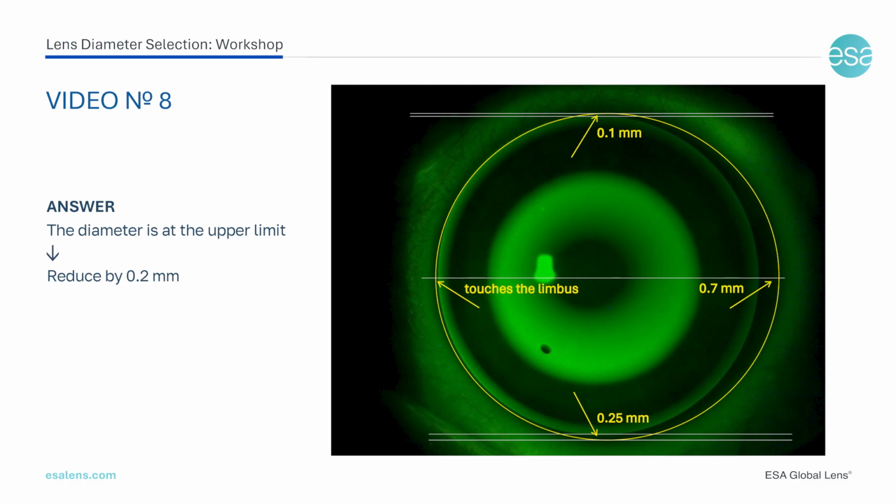The total gap along the vertical meridian is 0.35 mm. This is borderline, just at the minimum acceptable threshold. Meanwhile, the total horizontal gap is approximately 0.7 mm, which is slightly below the ideal standard of 0.8 mm, and we have the margin to reduce the overall diameter. A 0.2 mm reduction would be justified in this case.